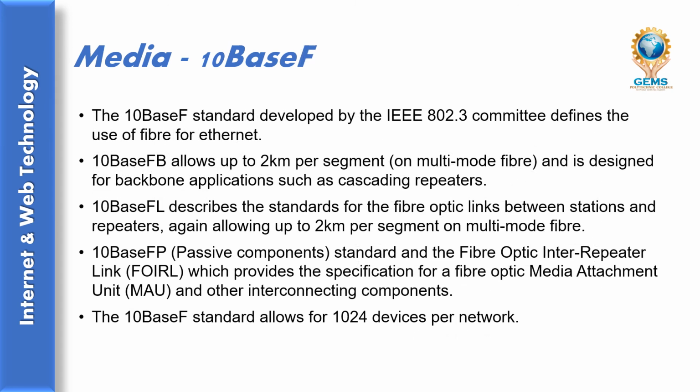The next one is 10BaseF. 10BaseF, developed by the IEEE 802.3 committee, defined the use of fiber for Ethernet. 10BaseF allows up to 2 kilometers per segment, and it is designed for backbone applications such as cascading repeaters. 10BaseFL describes the standard for the fiber optic link between stations and repeaters, again allowing up to 2 kilometers per segment on multi-mode fiber.